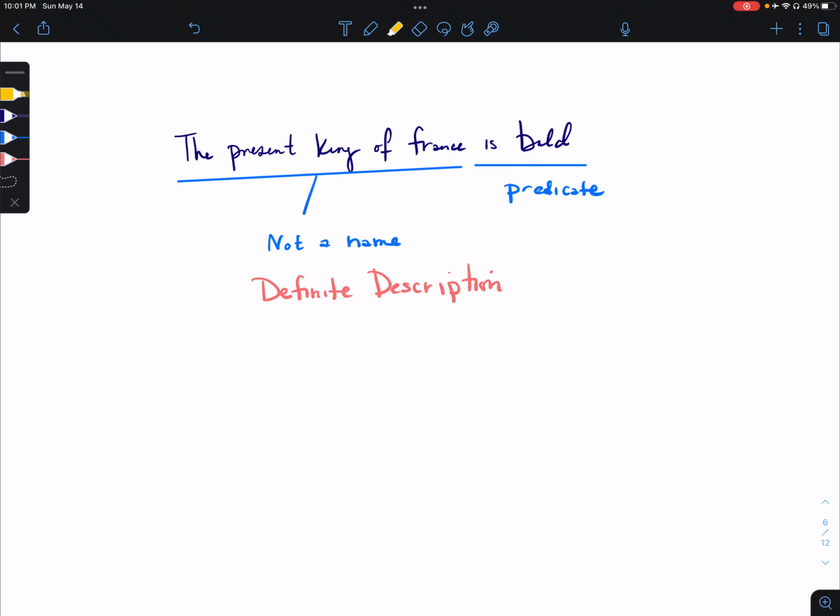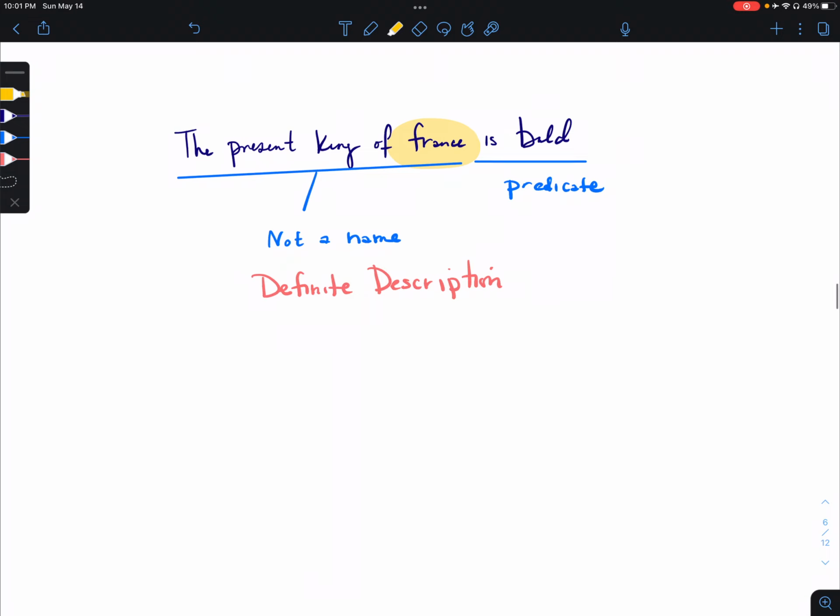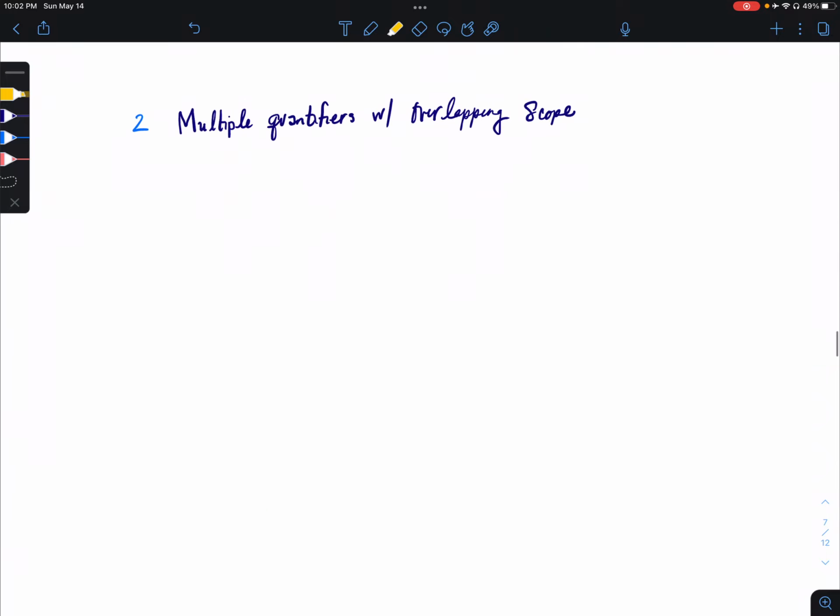And maybe you noticed that I switched from the United States to France. In the original example by Bertrand Russell, this was the sentence used: the present king of France is bald. And we'll use that from here on out. Okay, so before we get into definite descriptions, we need to review and introduce a couple of concepts. So the first thing we need to review is multiple quantifiers with overlapping scope. We introduced this previously. Let's let our domain be people.